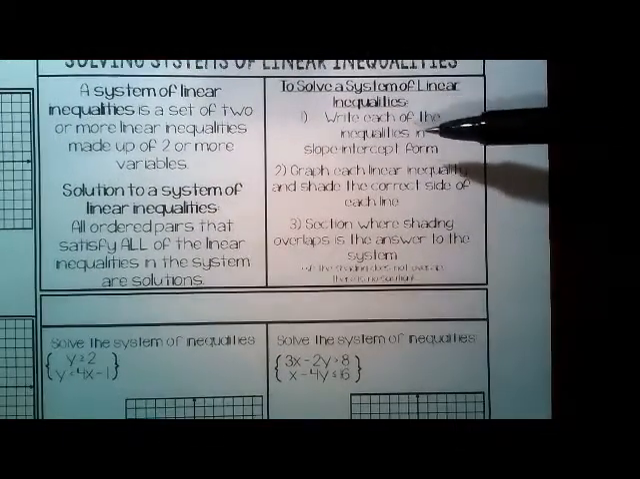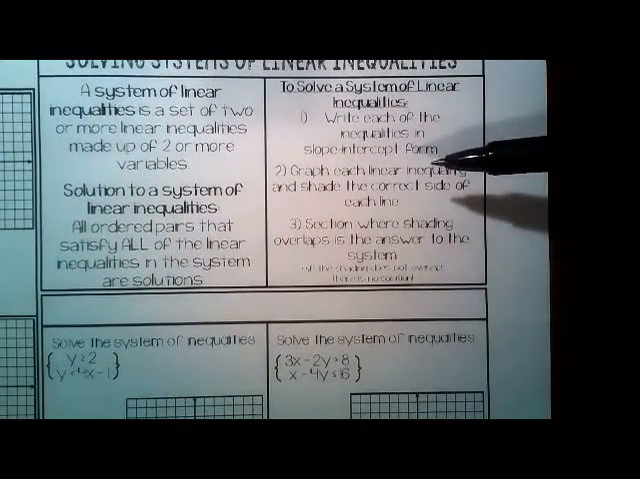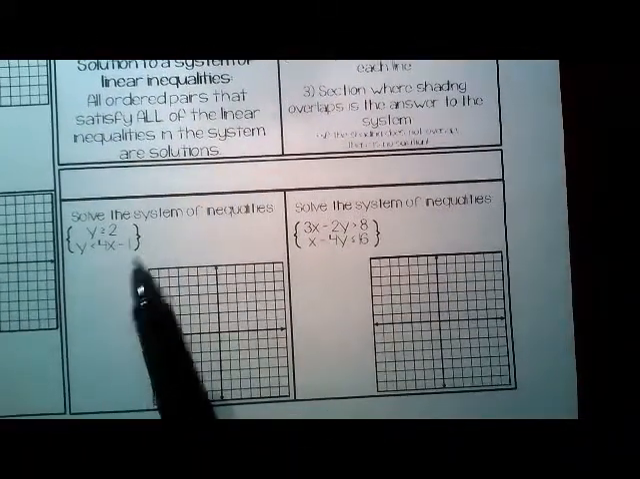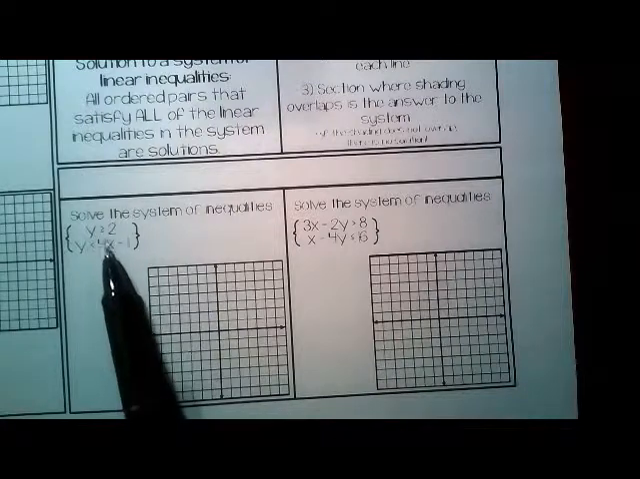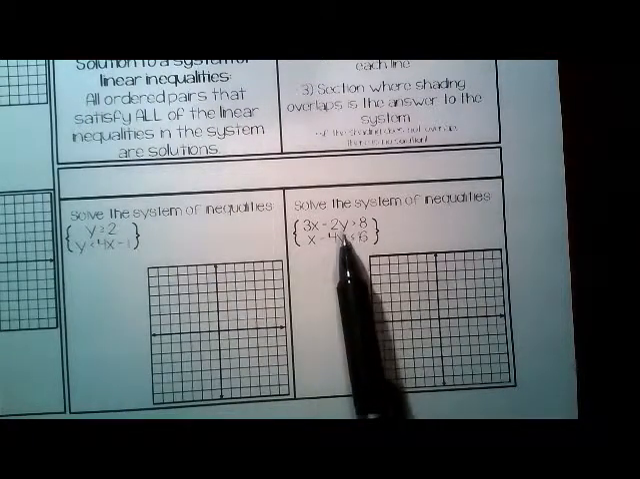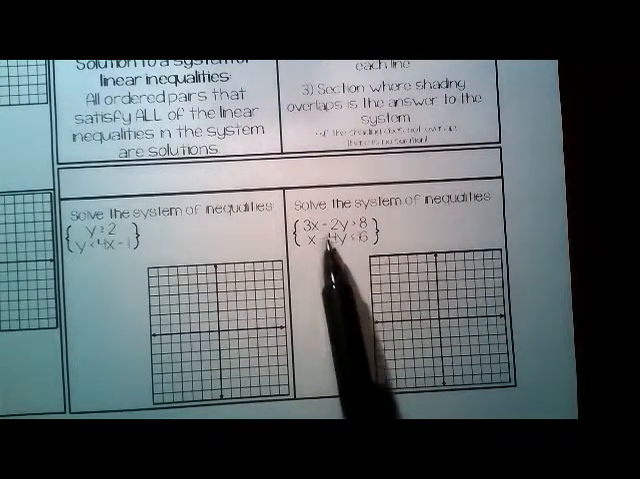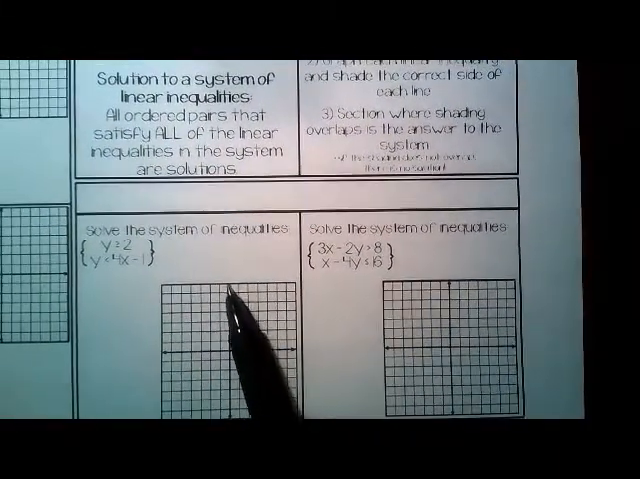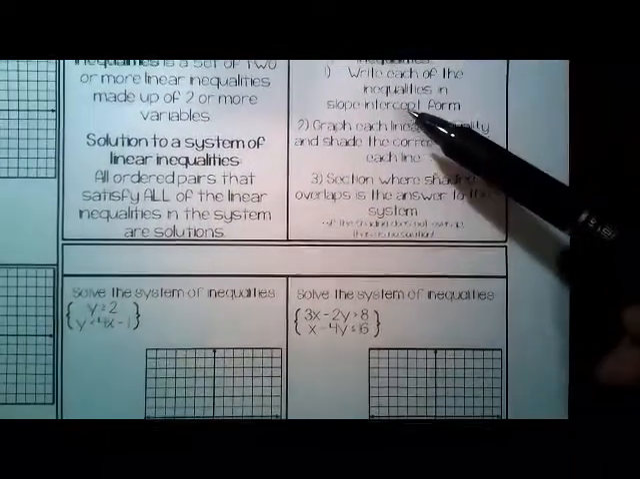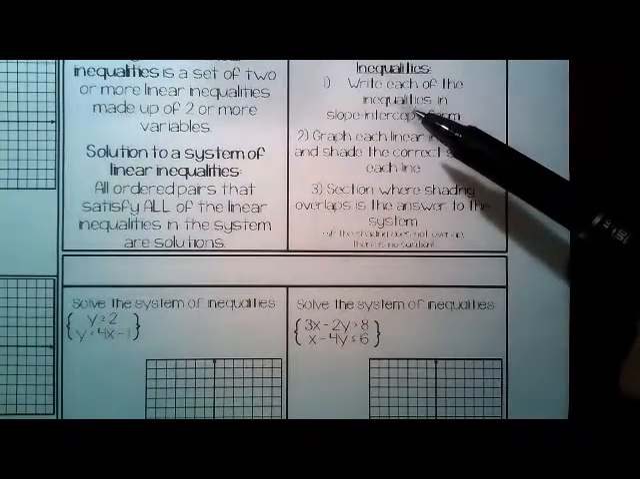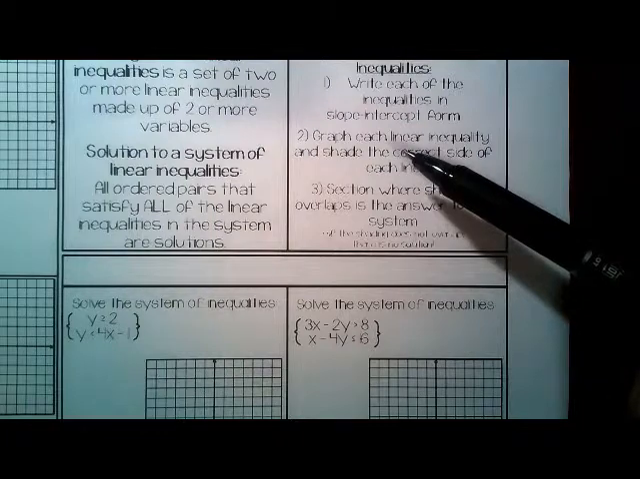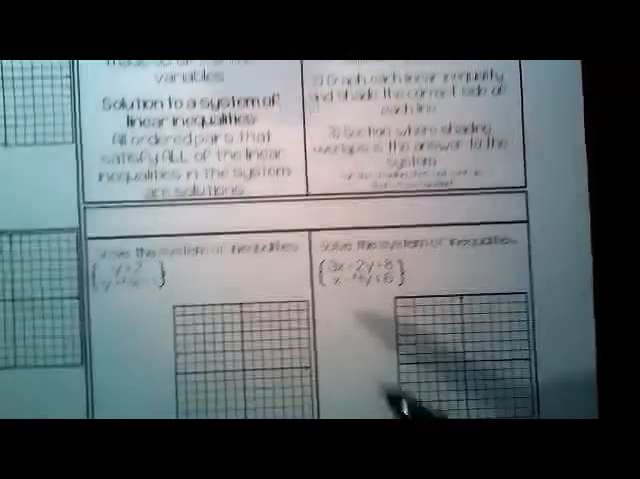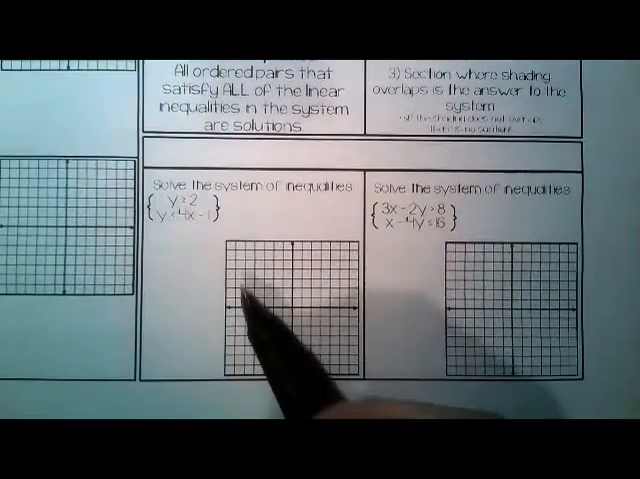We're first going to write each of the inequalities in slope-intercept form. The two that I'm going to do with you, this one, both of these are in slope-intercept form. This one here, they're both in standard form, so we're going to have to do some shuffling around. Let's start with this one now. We've got step one, they're both in slope-intercept form. Graph each linear inequality and shade the correct side of each line. So, let's look at this first one.